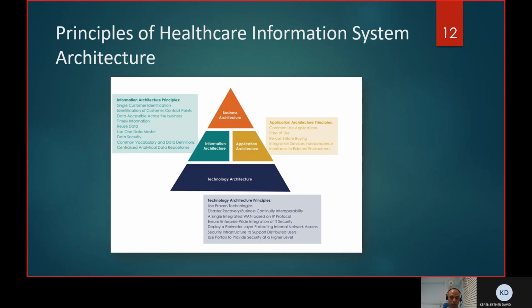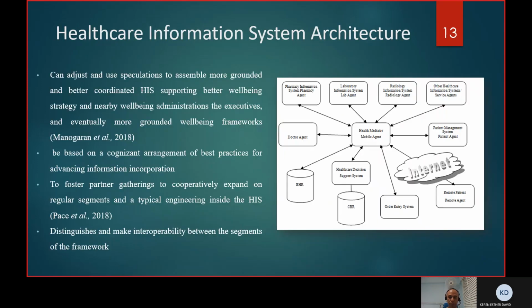The model information architecture has principles such as identification of a single customer, recognition of customer contact points, data accessible across the business, timely information, data reuse, use of single data master, data security, common data and vocabulary definitions, and centralized analytical data repositioning. Next slide.